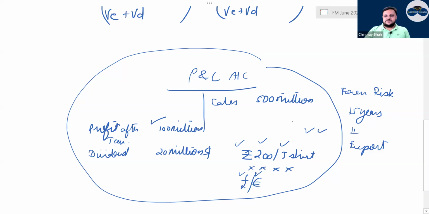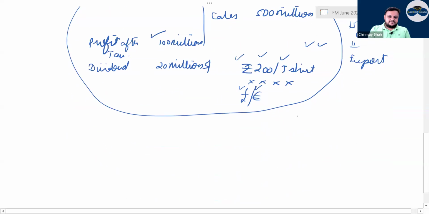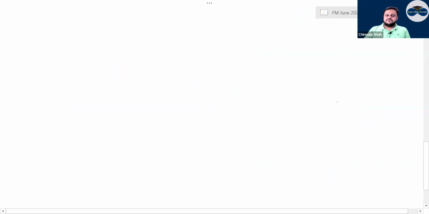Forex risk will arise. This is what forex risk is all about, right? Any problem with this? Tell me. Forex risk, right? Then, we talked about forex risk. Then what happens?